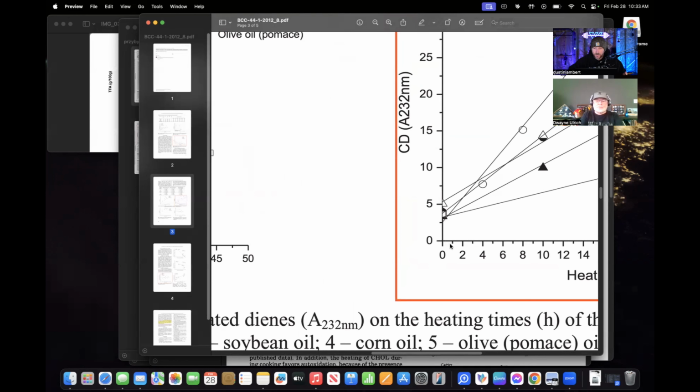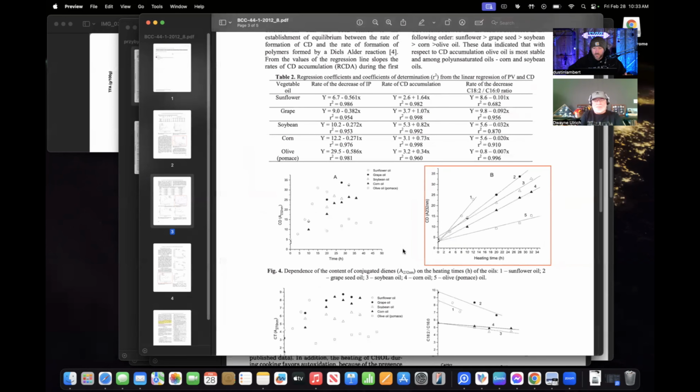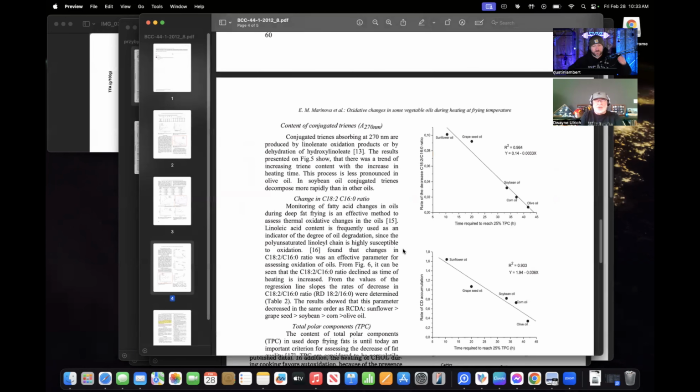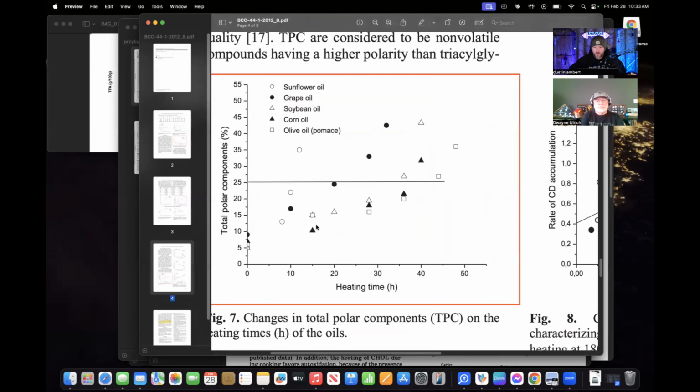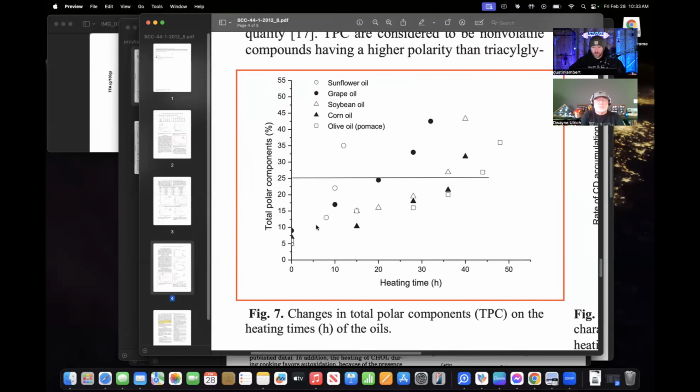So we're really concerned with less than 2 hours or under. I mean, you're not really cooking this stuff longer than that. There's very few things you're going to cook longer than that. Maybe a turkey or something, but that's not what we're talking about. And then our last chart here, let me zoom in on this a little bit. All right, change in total polar components.